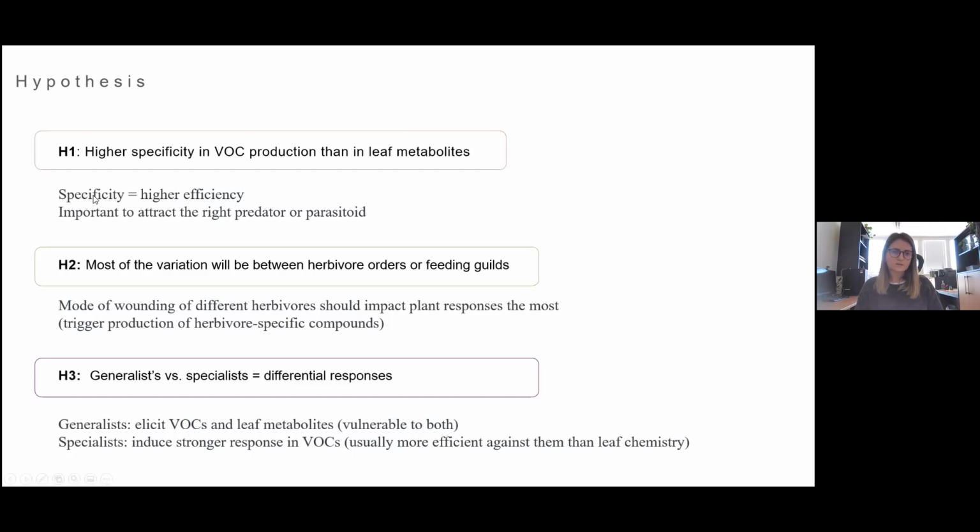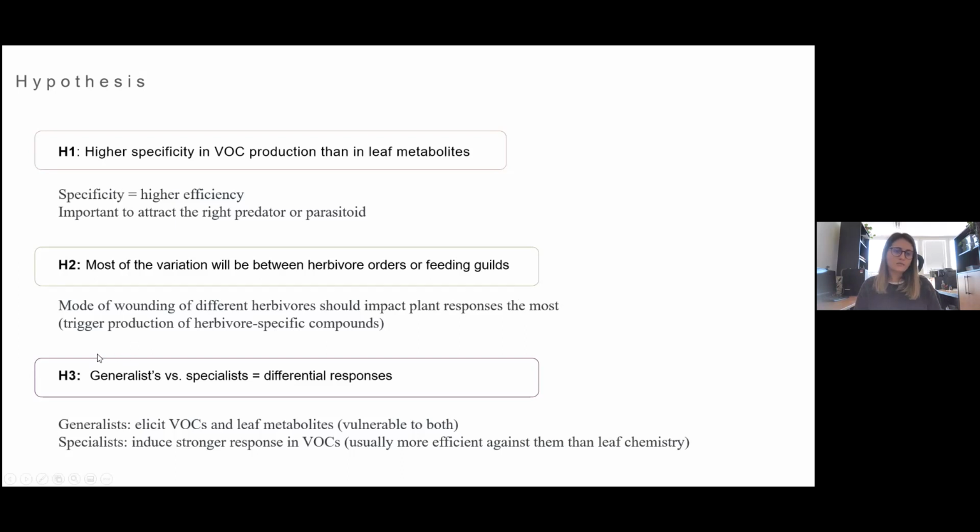Second hypothesis was that most of the variation in plant defenses will be coming from herbivore orders or feeding guilds. Because as I said before, the mode of wounding of different herbivores should impact plant responses the most to trigger the production of specific compounds.